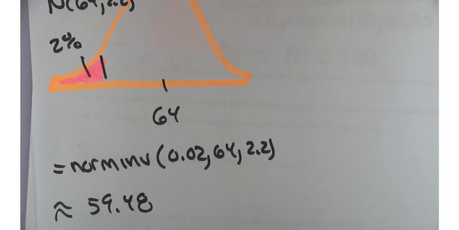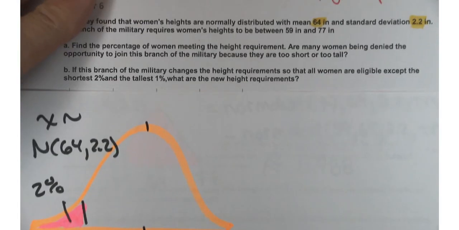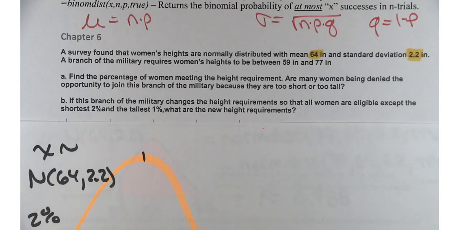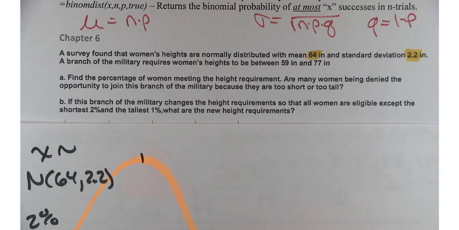Let's try the other part here. We want to exclude the tallest 1% of women. And there was actually a student in my morning class who would have been excluded by this criteria. So good for her.